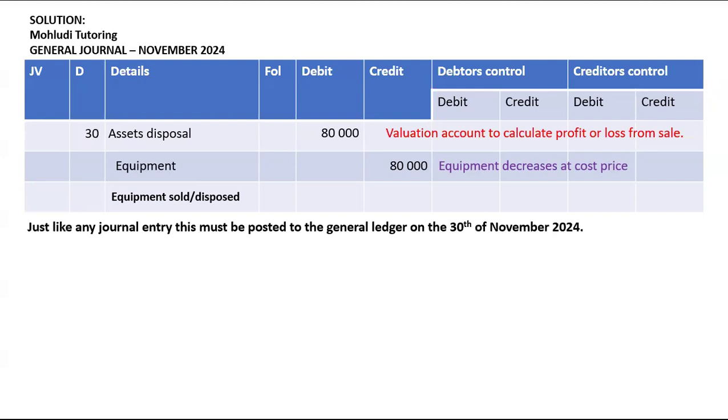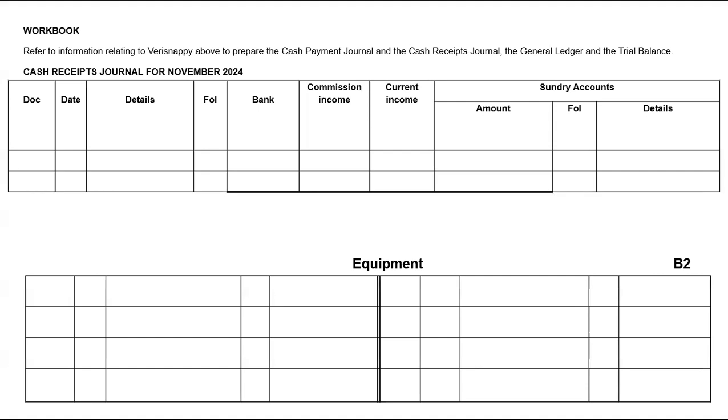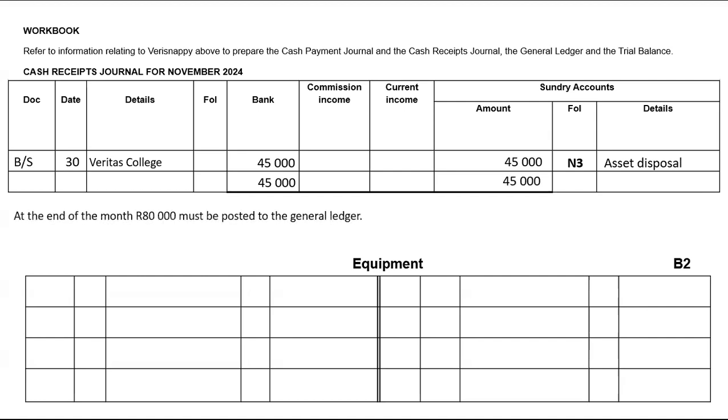So this entry will be posted again in the general ledger. However, the 45,000 Rand, as I've said, will be recorded in the CRJ. It was sold to Veritas College, and the bank will have 45,000. We don't have a column for asset disposal. We will therefore record it under sundry 45,000 as asset disposal. At the end of the month, the 80,000 must be posted in the general ledger.